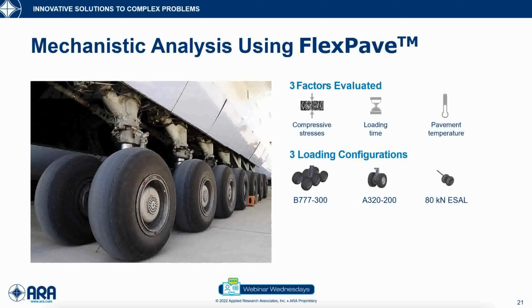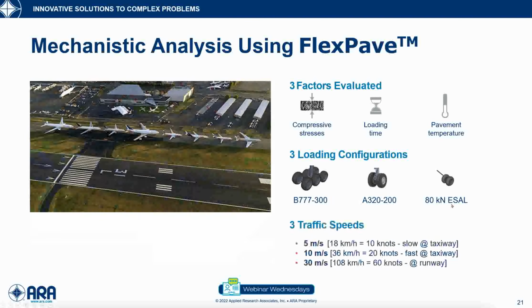We also need to look at the gear configuration. There are various airplanes with various gears. We're going to look at the gears of a 777-300, basically tridem axles. We're going to look at the gear of an Airbus 320. We're going to compare those to an 80 kilonewton ESAL of a truck to see the impact of the gear configuration, the axles, on the rutting from the base layer.